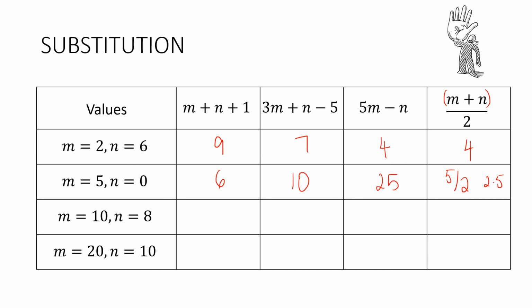10 plus 8 plus 1 is 19. 3 lots of 10 is 30, plus 8 is 38, take away 5 is 33. 5 times 10 is 50, take away 8 is 42. 10 plus 8 is 18, 18 divided by 2 is 9. And lastly, 20 plus 10 plus 1 is 31. 3 lots of 20 is 60, plus 10 is 70, take away 5 is 65. 5 lots of 20 is 100, take away 10 is 90. And 20 plus 10 is 30, divided by 2 is 15.